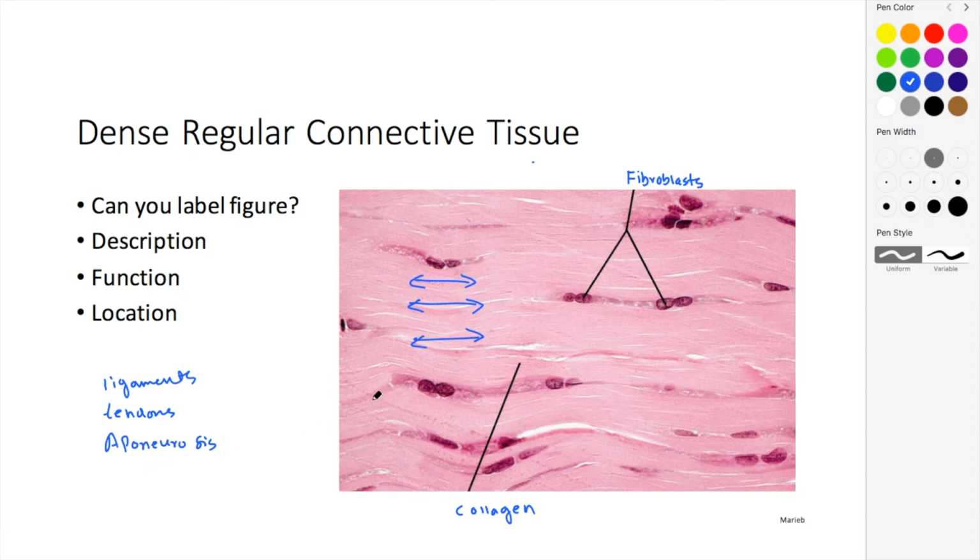Okay, and as I told you, there are some ground substances and there are some cells like fibroblasts there, and we cannot see more than that, right? Usually it's so dense that we cannot see other structures here. The main function of ligament is to connect bone to bone. It connects one bone to another bone. Okay. And what about the tendon? The tendon connects muscle to bone. Okay, muscle to bone. And what about aponeurosis?